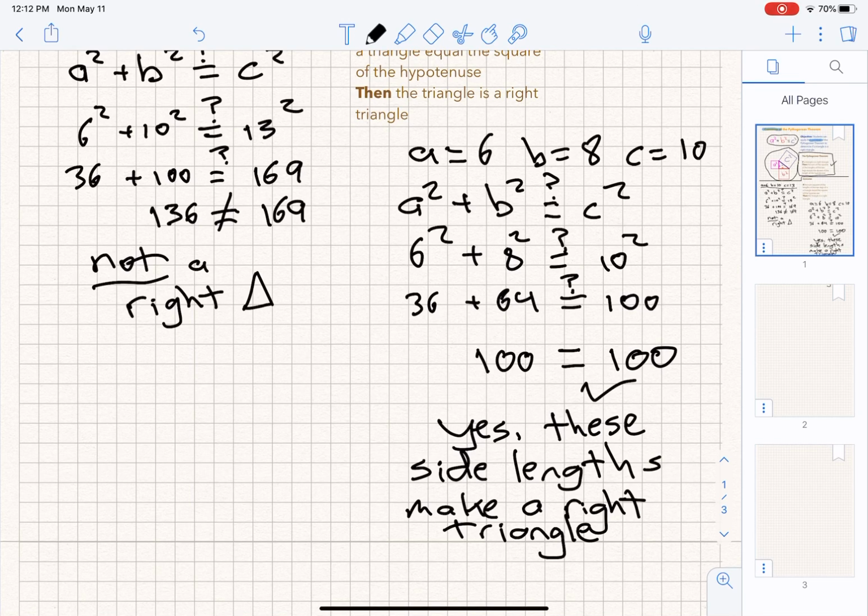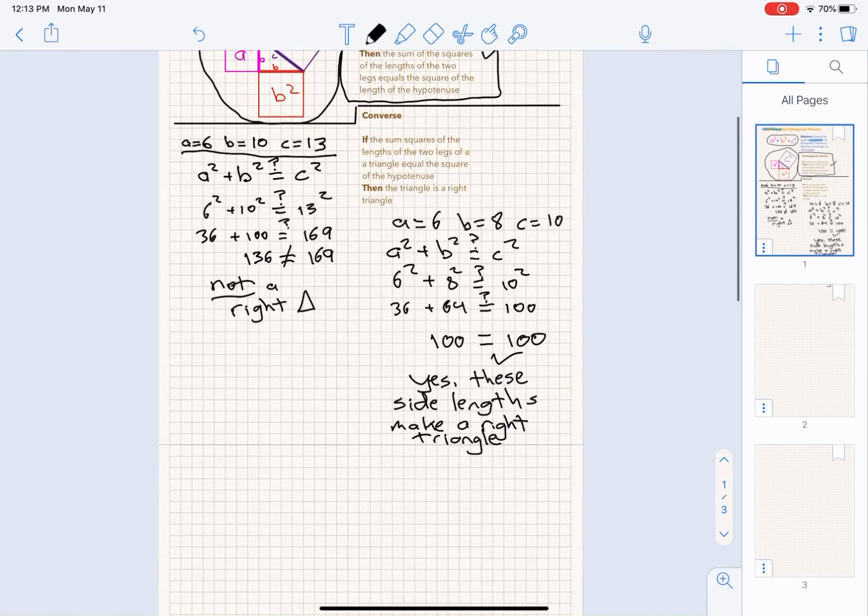And that, ladies and gentlemen, is what we're going to be doing with the converse of the Pythagorean theorem. I hope you have fun with it.